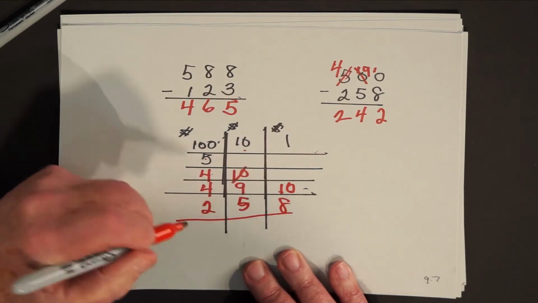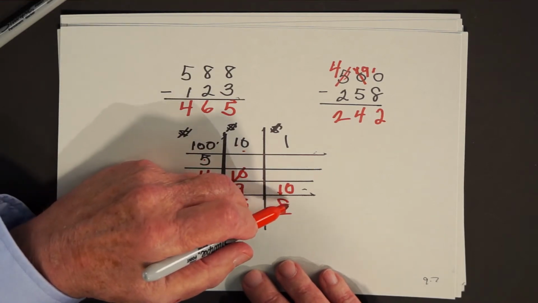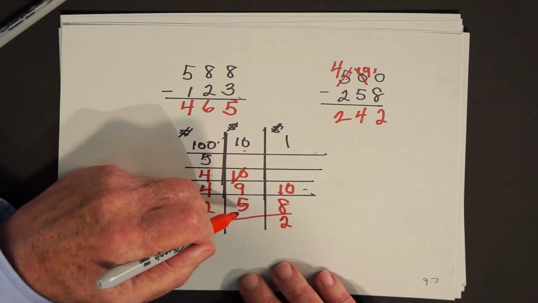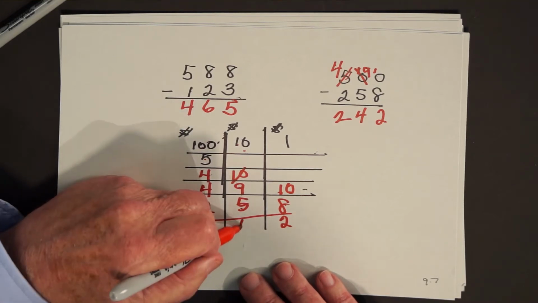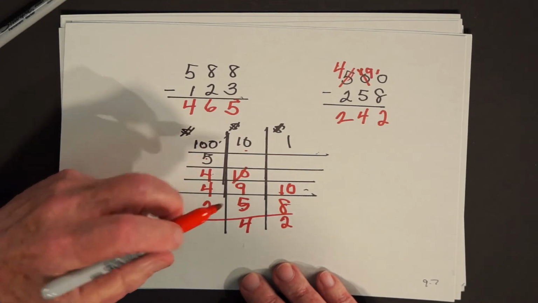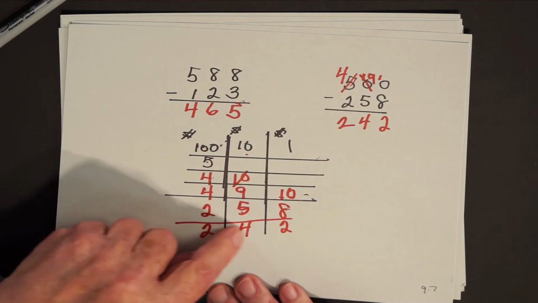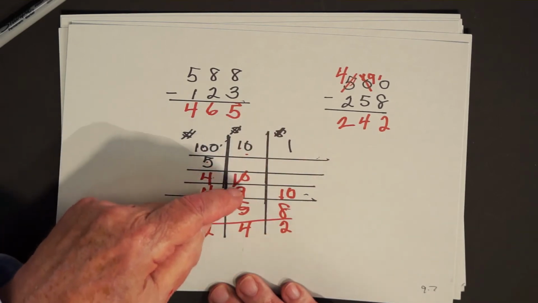Now, when I want to take away the 258, it's kind of easy. What do I have to add on to 8 to get 10? 2. What do I have to add on to 5 tens to get 9 tens? I have to add on 4 tens. What do I have to add on to 2 hundreds to get 4 hundreds? I have to add on 2 hundreds. There's the answer.